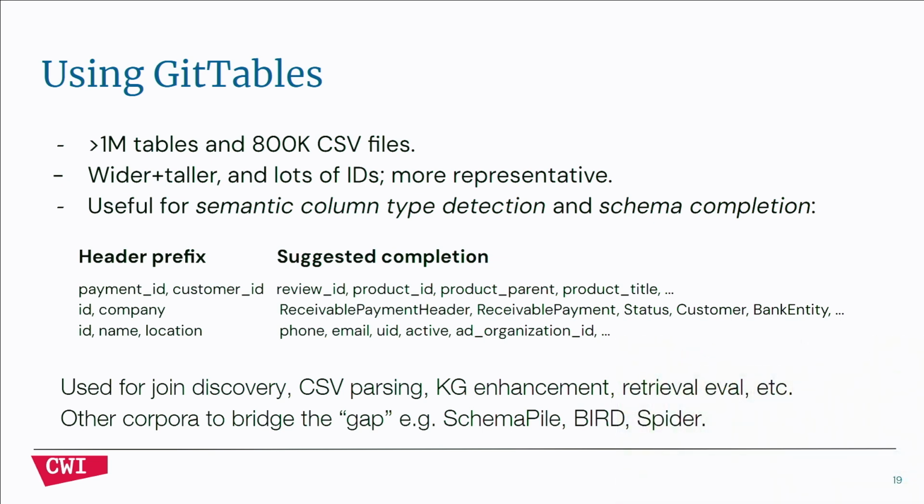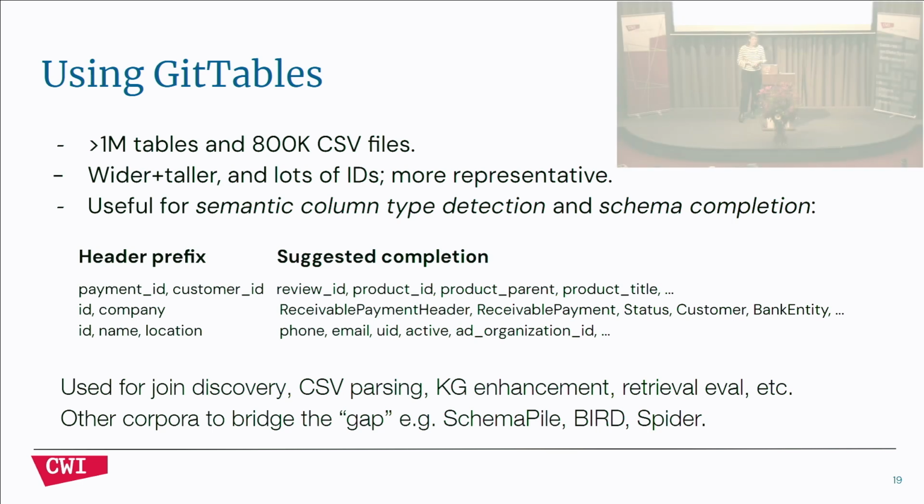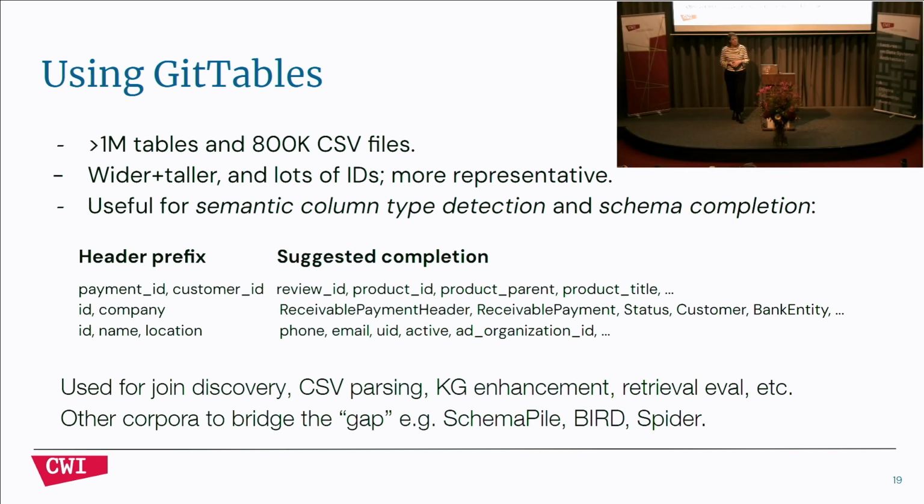GitTables has been widely used in practice already, for example, for join discovery, CSV parsing, particularly testing them, knowledge graph enhancement, et cetera. But I think it's maybe even more interesting that it set in motion the realization that we need to work towards more representative data sets and that we need to collect them. I think in the back there's also someone who's been developing the SchemaPile corpus, which also extracted lots of schemas from GitHub, etc.